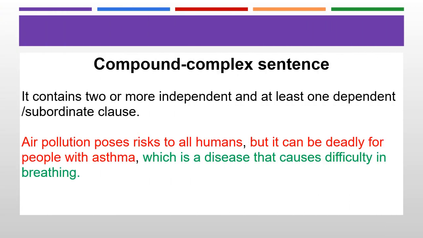The last structure of a sentence is a compound complex sentence. It has more than two independent clauses and at least one dependent clause. In this sentence, there are two independent clauses written in red and one dependent clause written in green.